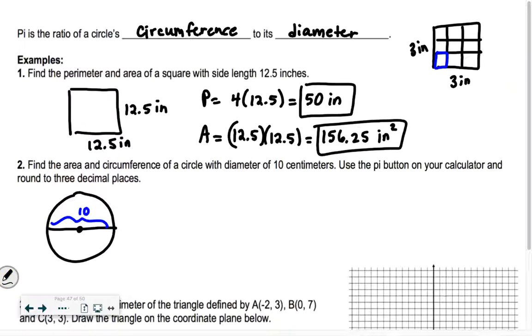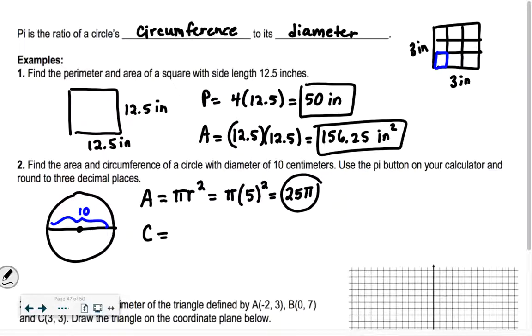Okay. So a lot of times I'll have you write everything very precisely. Sometimes I'll say as an exact answer. So if I talk about the area, it's going to be pi times r squared. In this case, it's going to be pi times our radius, 5 squared. So our exact answer would be 25 pi.